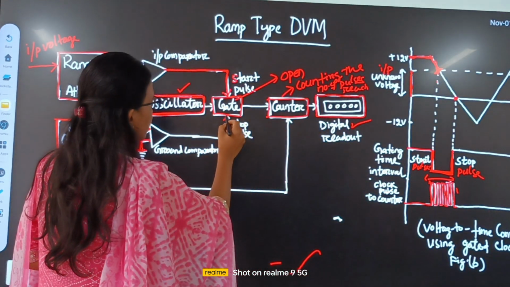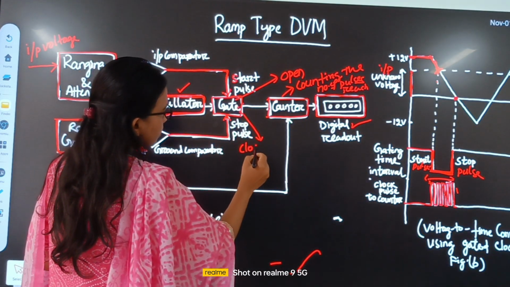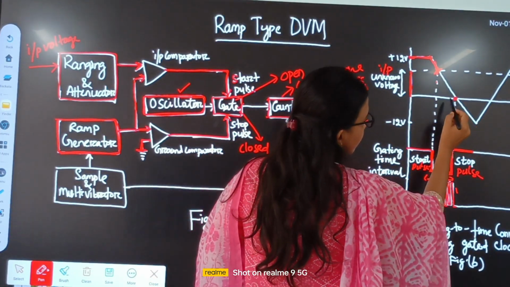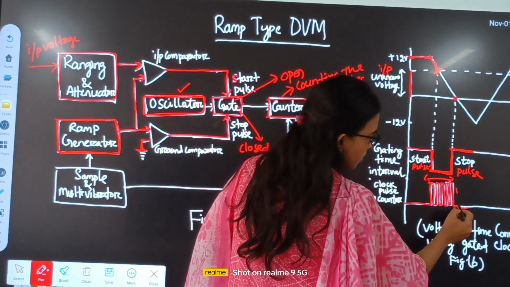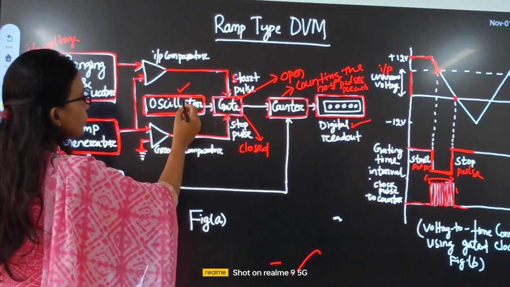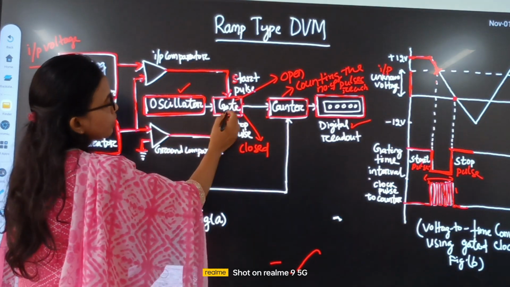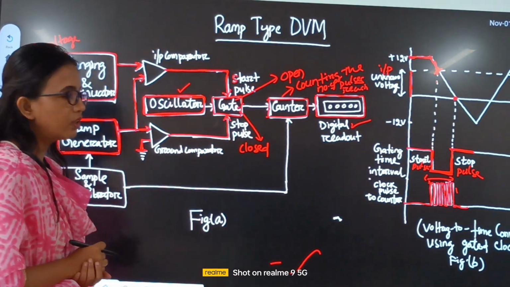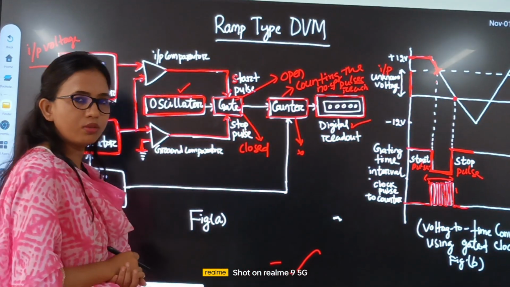After getting a stop pulse, the gate is closed. Here you can see that after it equals 0, it gives a stop pulse. After that stop pulse, no pulses will be passed through the gate, as the gate is closed. The oscillator will generate the clock pulses, but they will not pass through the gate. Why? Because the gate is closed after getting a stop pulse, and the counter will not count at that time. That means there is no digital readout.